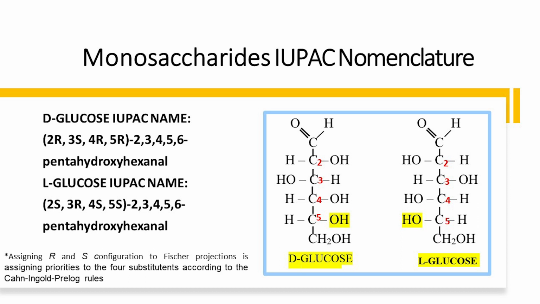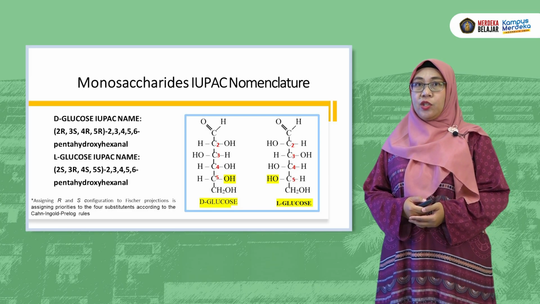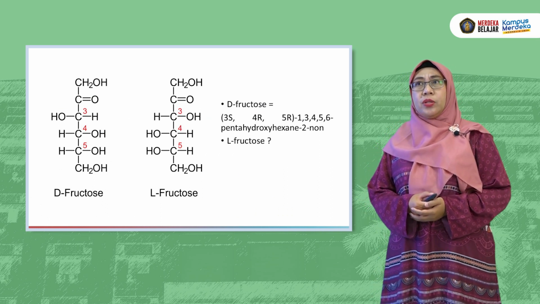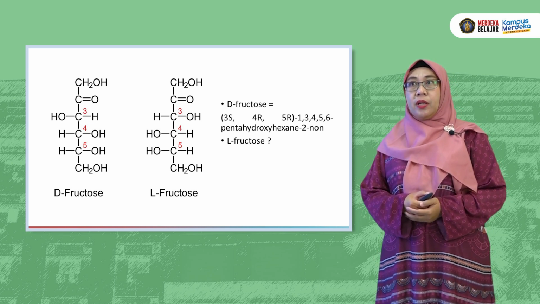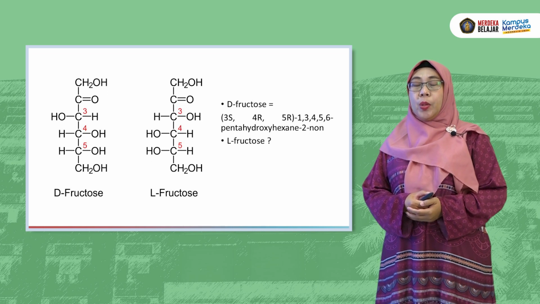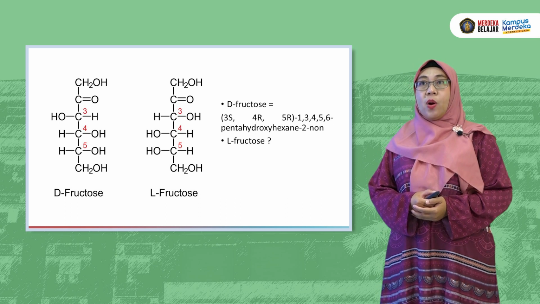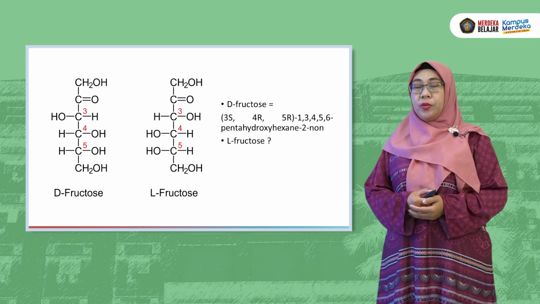Assigning R and S configuration to a Fischer projection is assigning priorities to the 4 substituents according to the Cahn-Ingold-Prelog rules. You should remember these rules from organic chemistry lecture. What about D-fructose? D-fructose is a ketose and has a ketone group. Its nomenclature is based on the ketone nomenclature. So, the name of D-fructose in IUPAC nomenclature is (3S, 4R, 5R)-1, 3, 4, 5, 6 pentahydroxyhexan-2-one.